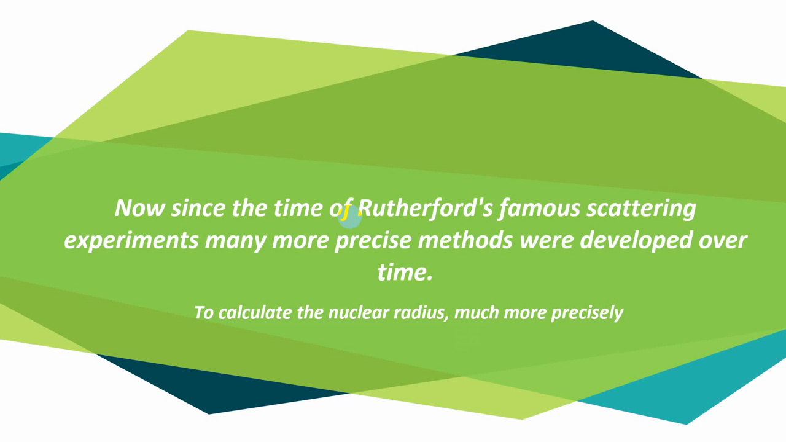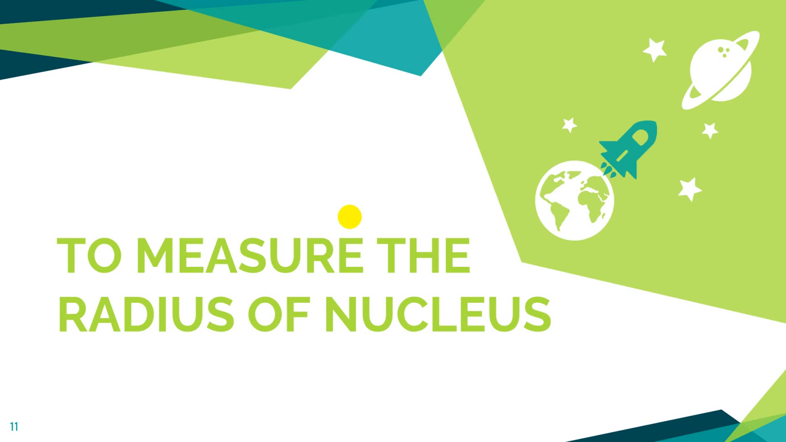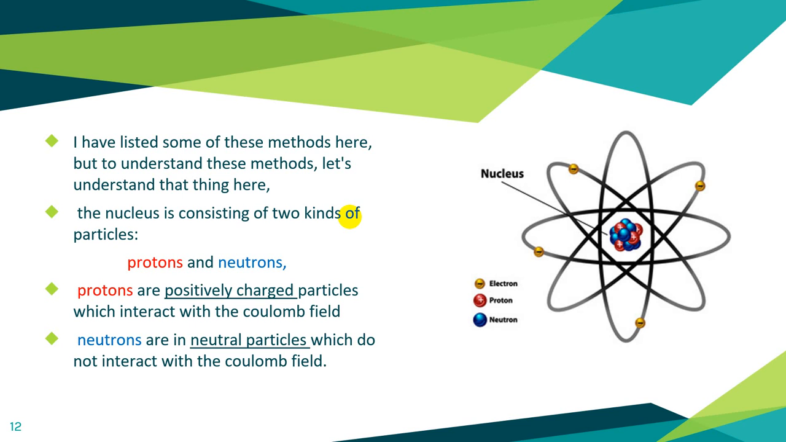Since the time of Rutherford's famous scattering experiments, many more precise methods were developed over time to calculate the nuclear radius much more precisely. I have listed some of these methods here, but to understand them, let's first understand a few things. The nucleus consists of two kinds of particles, protons and neutrons. Protons are positively charged particles which interact with the Coulomb field. Neutrons are neutral particles which do not interact with the Coulomb field.